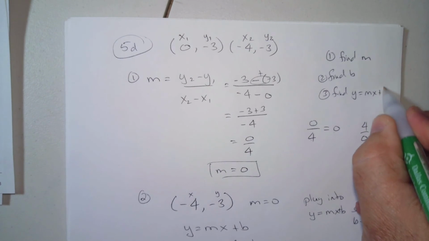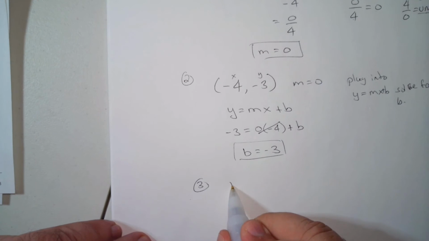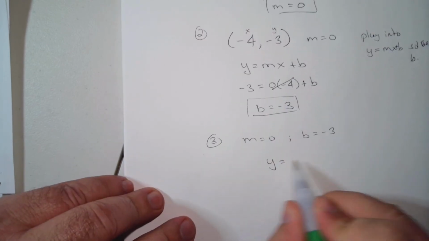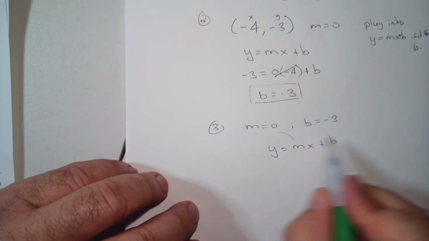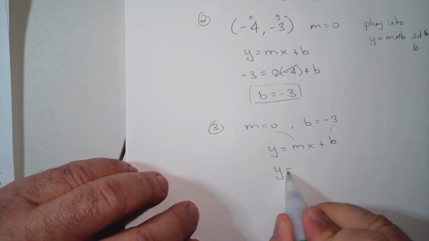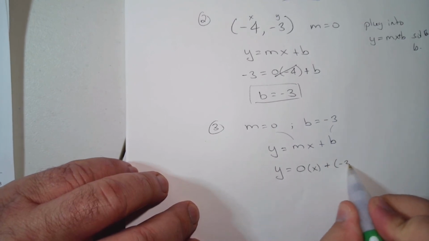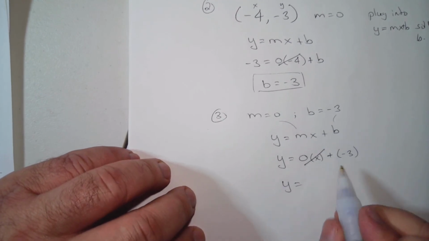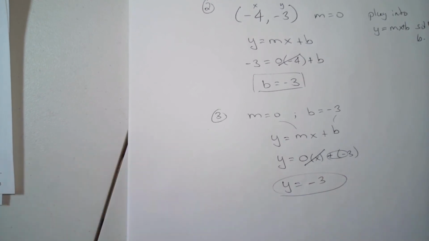Now find the equation, y equals mx plus b. I have my slope. I have my y-intercept. I plug those into my equation. So y equals 0 times x plus negative 3. 0 times x is 0. Positive times negative is negative. And there's our equation.